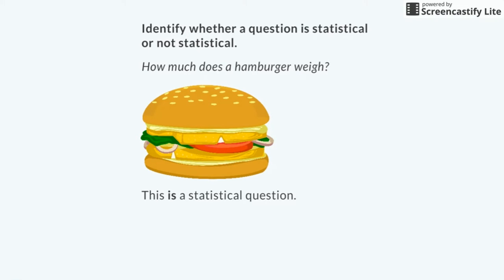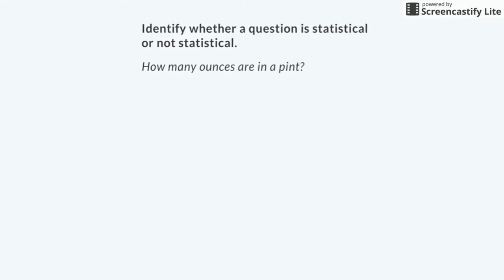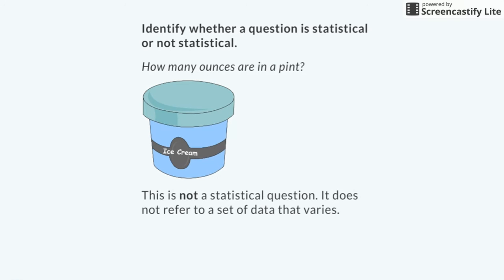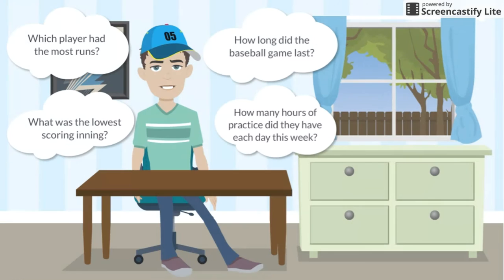Let's look at one more question. How many ounces are in a pint? A pint is equal to 2 cups, or 32 ounces. These measurements do not vary. They are always the same. This is not a statistical question. It does not refer to a set of data that varies.